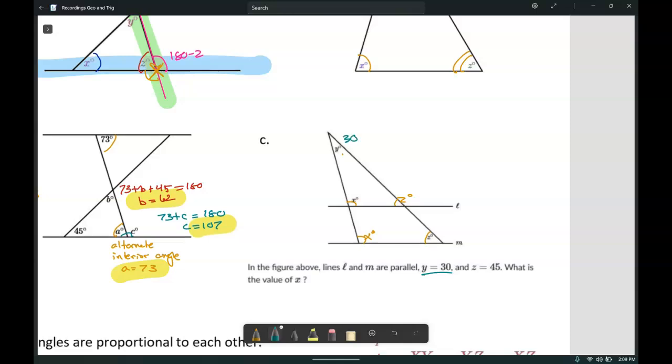Y is 30 degrees, Z is 45 degrees, therefore X plus Y plus Z has to equal the sum of the interior angles. That leaves us X with a value of 105.